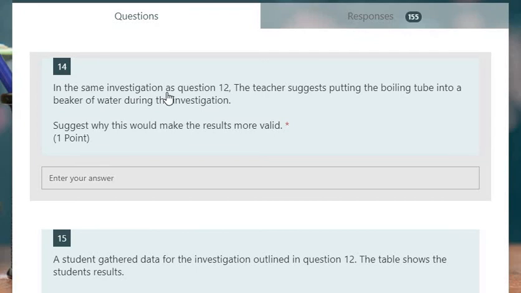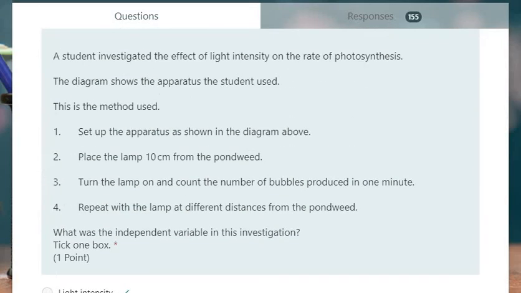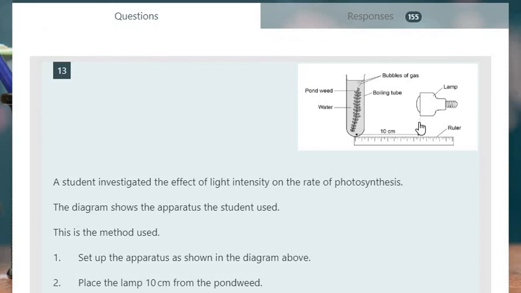Number 14, in the same investigation, the teacher suggests putting the boiling tube into a beaker of water. Suggest why this would make the results more valid. So if we pop up to the diagram, if we stick this boiling tube, a boiling tube is just a slightly bigger test tube in case you're unsure, we've got water in here.